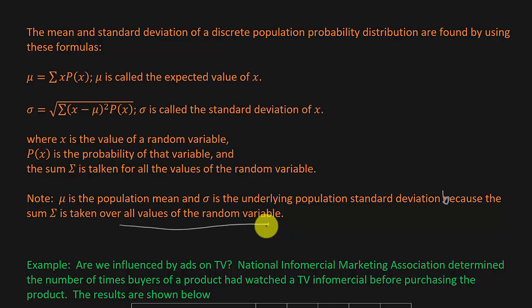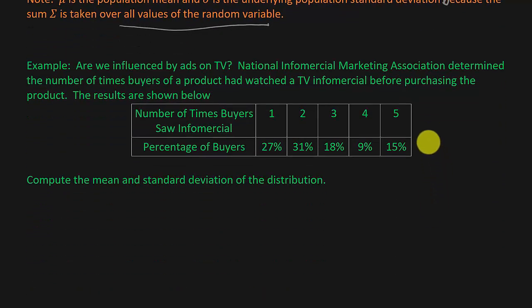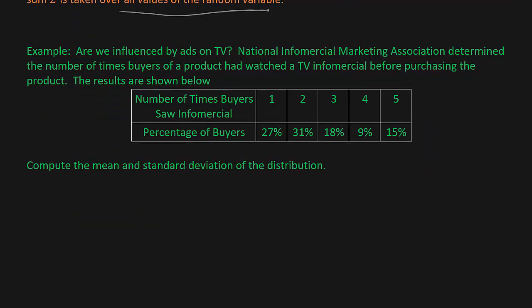All right. So the example, are we influenced by ads on TV? National Infomercial Marketing Association determined the number of times buyers of a product had watched a TV infomercial before purchasing the product. The results are shown below. All right, so number of times buyers saw the infomercial, 1, 2, 3, 4, or 5 times. And the percentage of buyers was 27%, 31%, 18%, 9%, 15%. Or instead of looking at these as percentages, you can look at it as 0.27, 0.31, 0.18, 0.09, 0.15. We can convert the percentages to decimals.